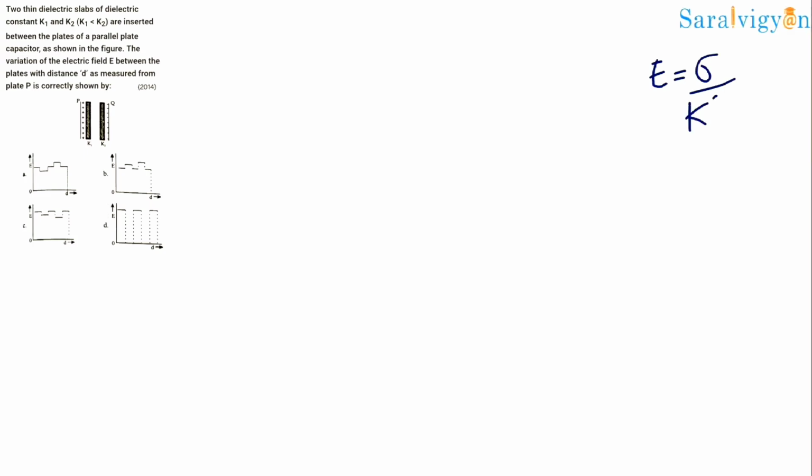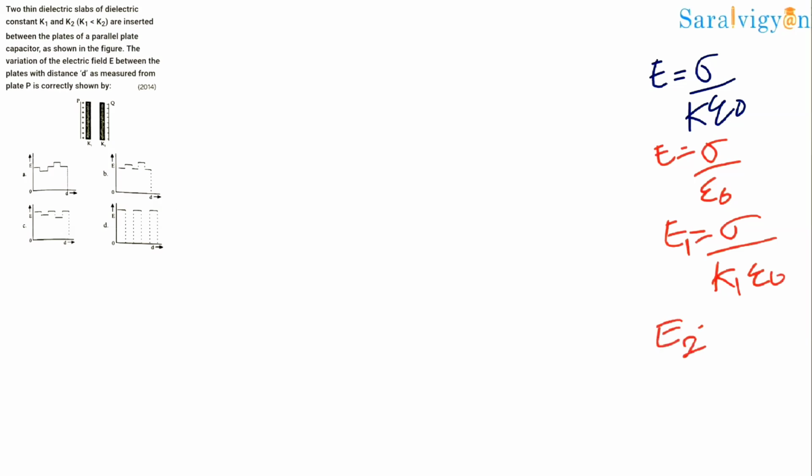We know our electric field formula is E equals sigma by K epsilon 0 in the case of parallel plate capacitors. Here K is the dielectric constant. So if the medium is air, we have K equal to 1, so E is equal to sigma by epsilon 0. But if the medium has dielectric constant K1, we'll have E1 equal to sigma by K1 epsilon 0. And E2, in the medium with dielectric constant K2, would be sigma by K2 epsilon 0.